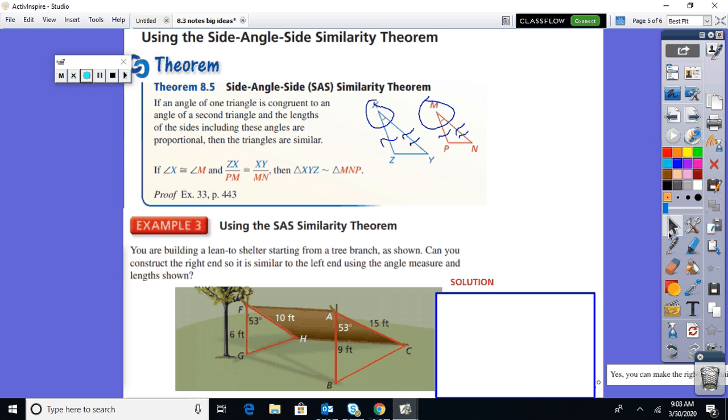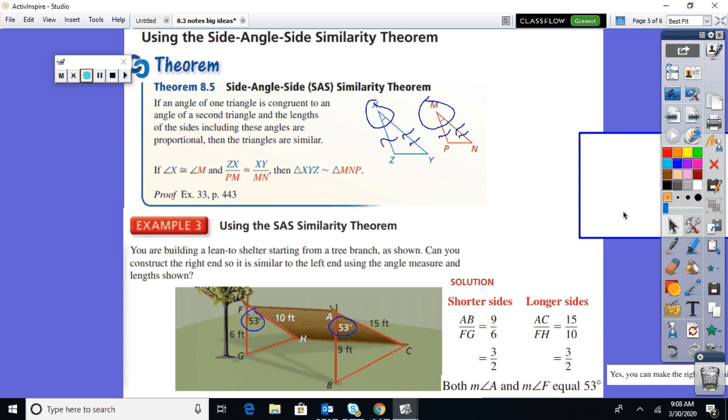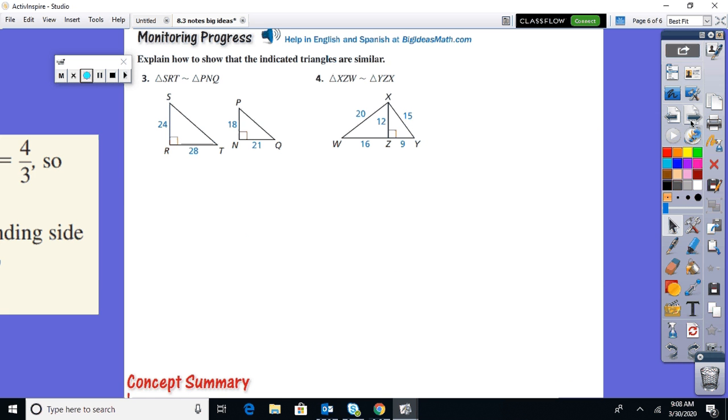All right, and example 3. The shelter we are building here, we want to see if these two triangular ends are similar. So we've got the angle pair matching up, so 53, 53. And then you want to check and see if the sides are proportional. And indeed, in this case, they are. 9 is to 6 as 15 is to 10. They each reduce to a 3/2 ratio. So yes, we can say the triangles are similar.